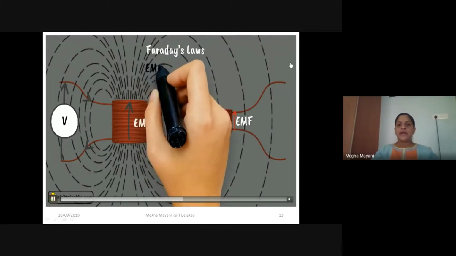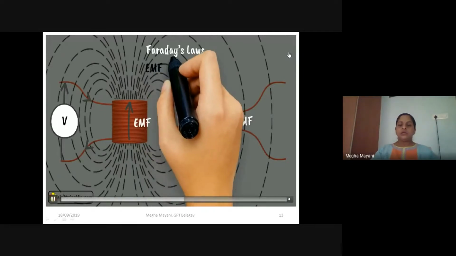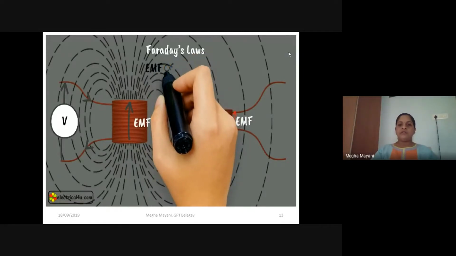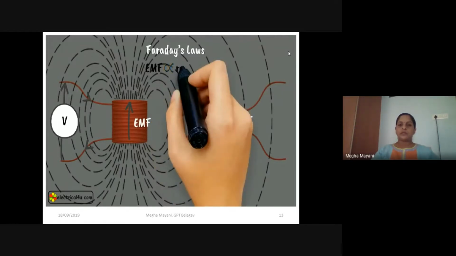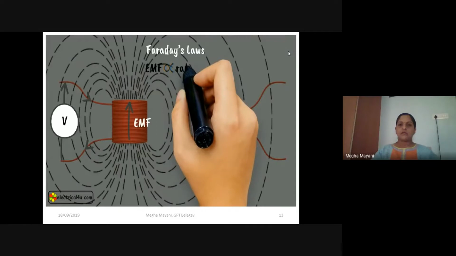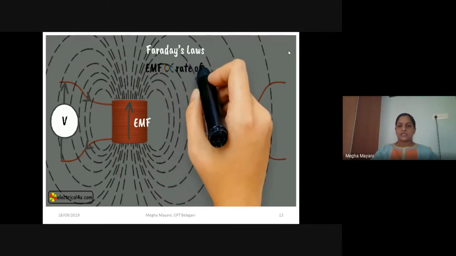Now, according to Faraday's law, EMF is directly proportional to the rate of change of flux.